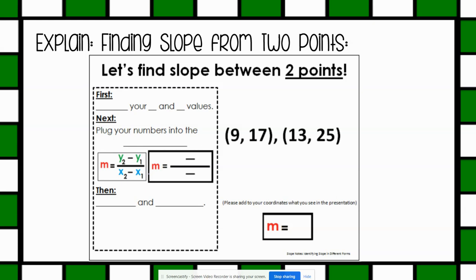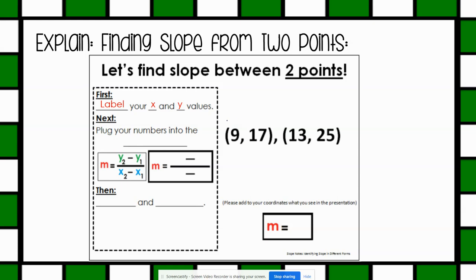Now, we can also find the slope between 2 points. When you're finding the slope, the first thing you want to do is label your x and y values. So that doesn't mean just say this is x and this is y. You have a point here, and this is going to be point 1. Then you have a point that is point 2.